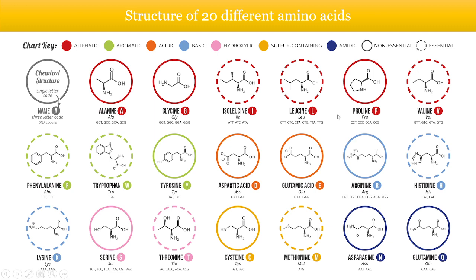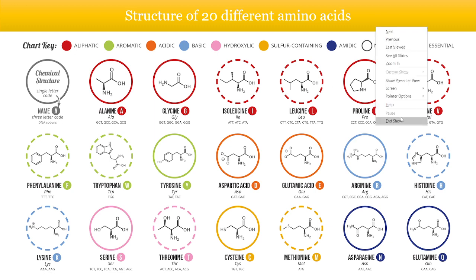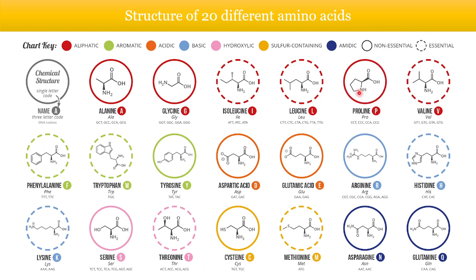Now these are the structures of the 20 different amino acids. We have to remember these structures because there would definitely be a few questions from this. And these amino acids are classified on various aspects.